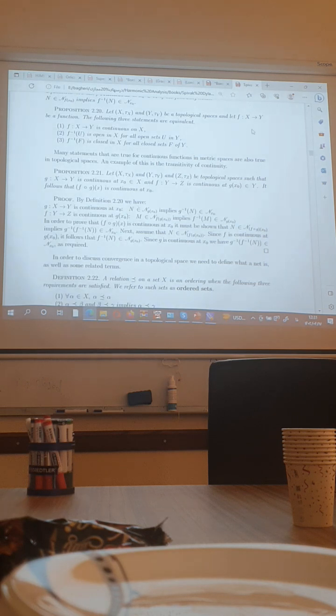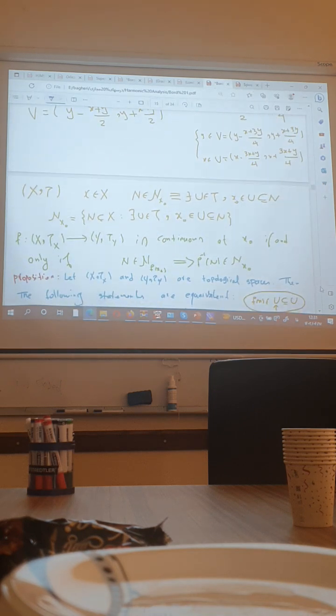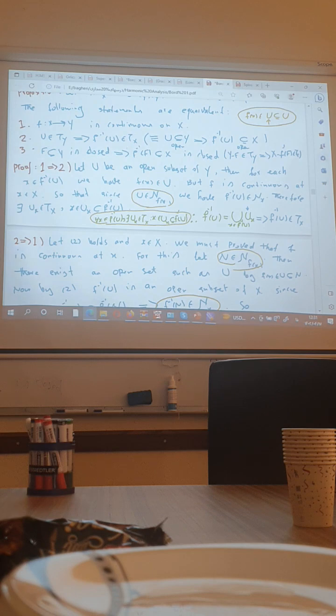The composition of continuous functions is continuous. Okay.